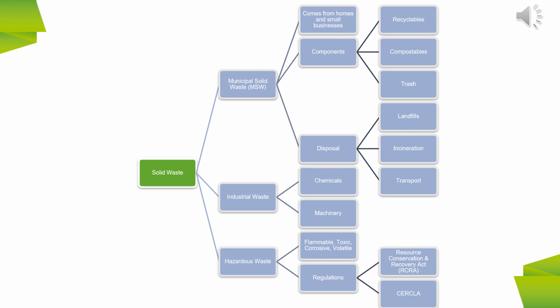We've talked about aquatic pollution. We've talked about atmospheric pollution. Let's talk about the kinds of pollution that we find on land. We're going to talk about solid waste. There are 3 different categories of solid waste that we will discuss: municipal solid waste, or MSW, industrial waste, and hazardous waste.